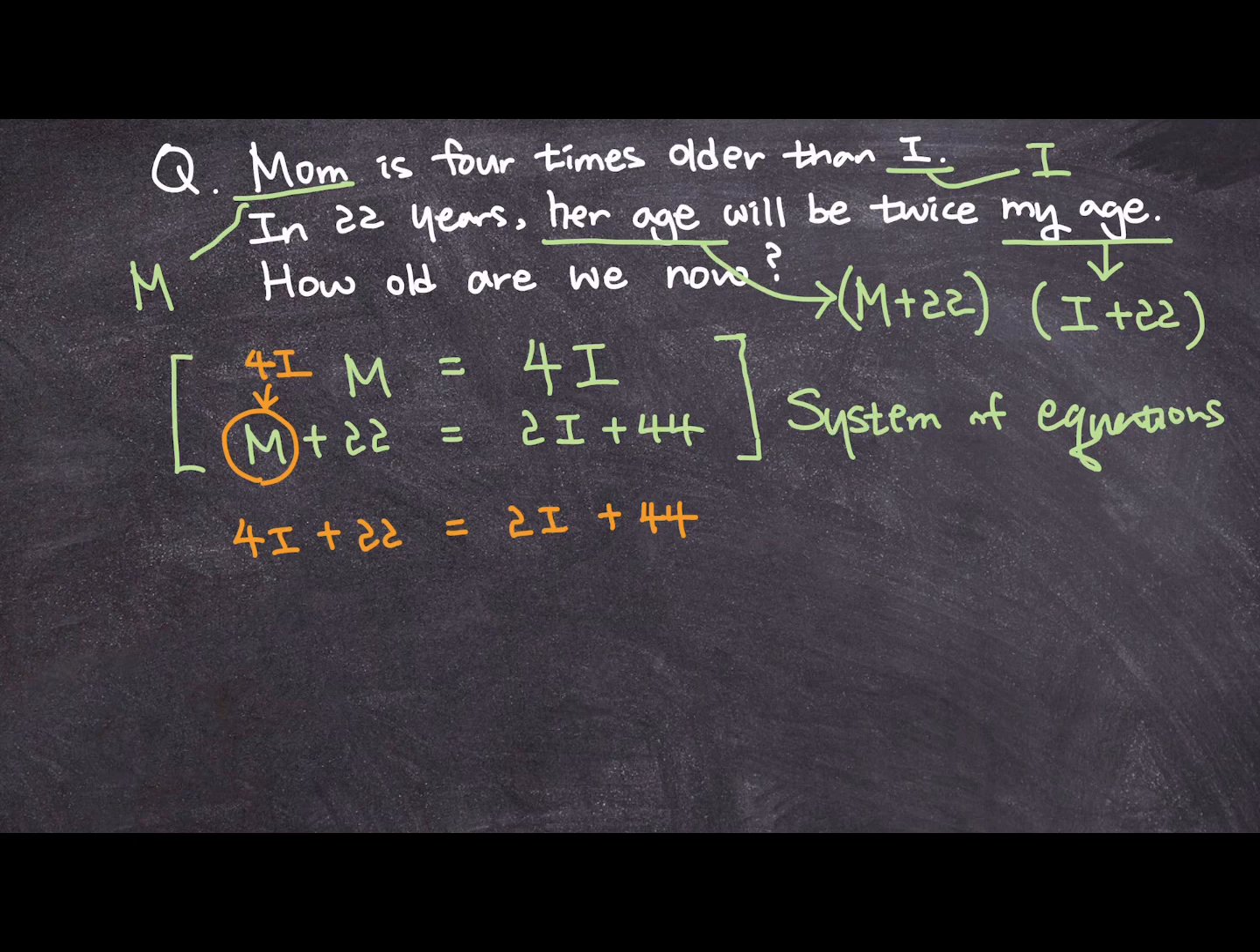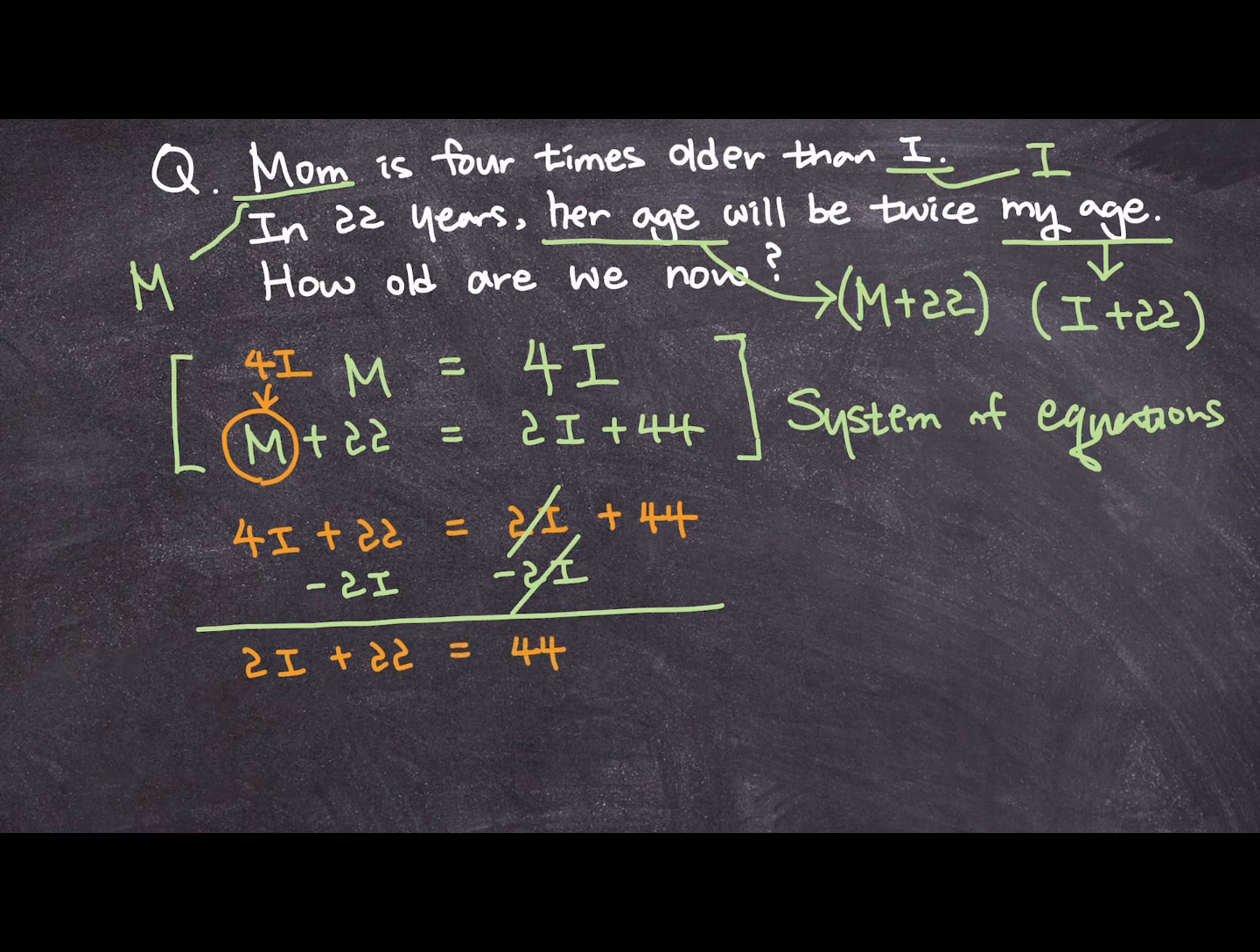First off, I am going to get rid of 2i from the right side of the equation by subtracting 2i from both sides. That way I can successfully remove the variable i from the right side of the equation and end up with 2i plus 22 is equal to 44.